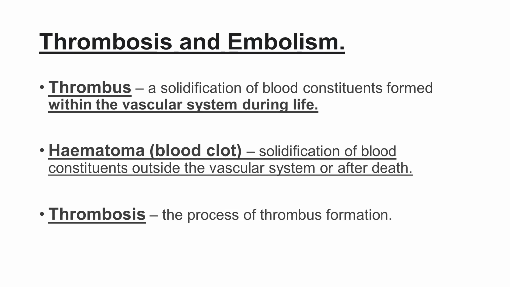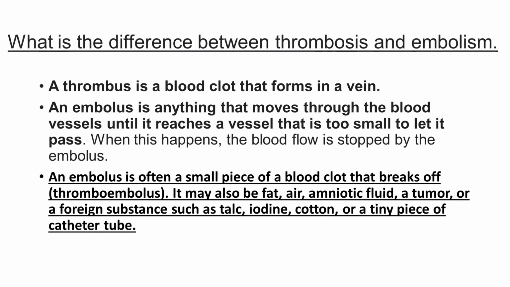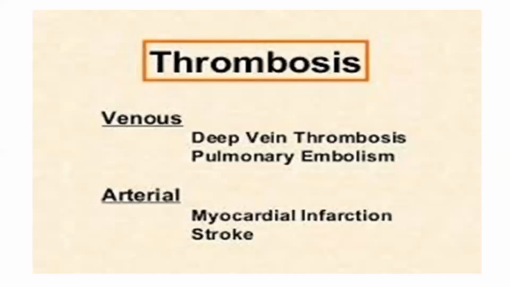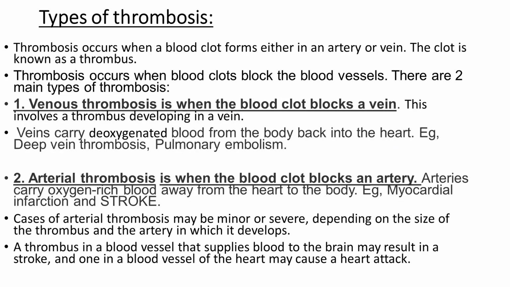Thrombosis is the process of thrombus formation. There are two types of thrombosis: venous thrombosis and arterial thrombosis. Venous thrombosis is when blood clots block the vein; it involves a thrombus developing in a vein. Veins carry deoxygenated blood from the body back into the heart. For example, deep vein thrombosis and pulmonary embolism.